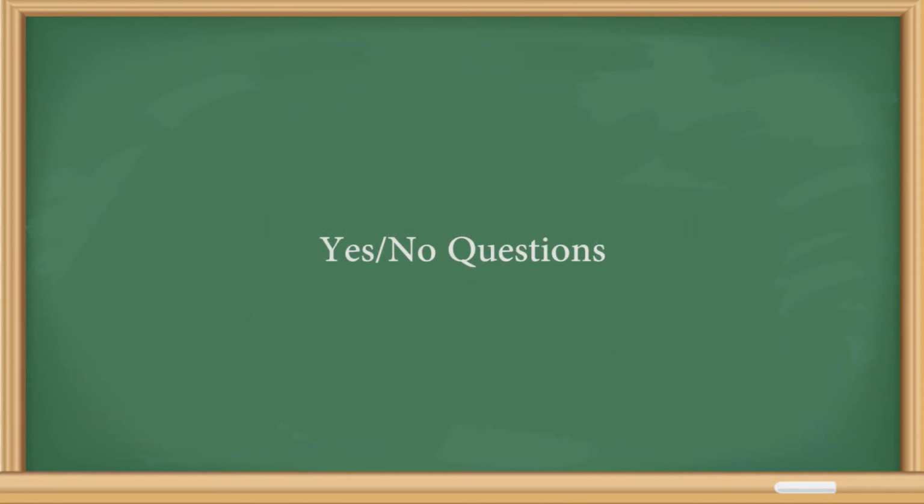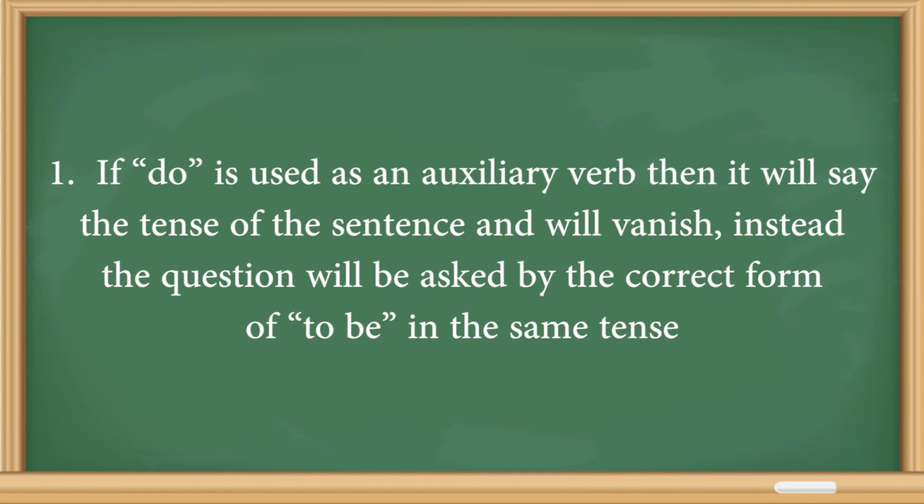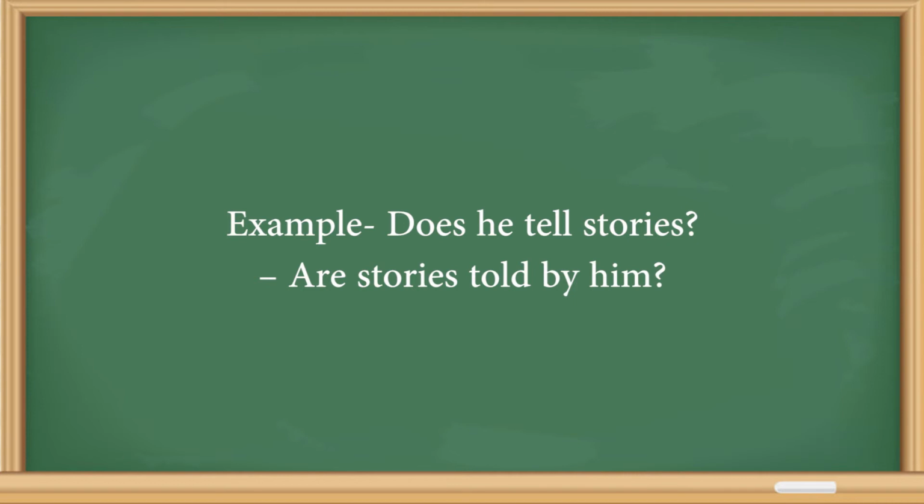Now let us see yes-no questions. If do is used as an auxiliary verb, then it will tell the tense of the sentence and will vanish. Instead, the question will be asked by the correct form of to be in the same tense. See the example. Does he tell stories? Now this does has simply told us the tense of the sentence. Accordingly, we will be using the auxiliary verb of to be form. See here. Are stories told by him?